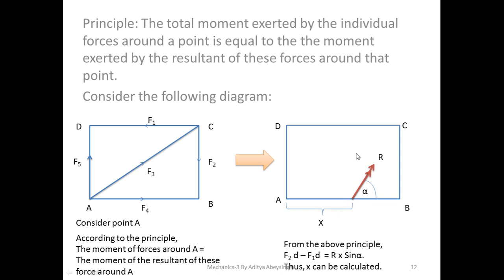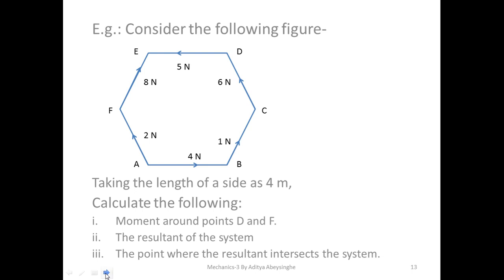So according to the principle, the left hand side is equal to the right hand side. If you know the value of alpha and R, you can calculate the value of x. So let's do a simple problem in which we have some effect like that. Assume that we have a regular hexagon of side length 4 meters. The forces as shown below, 4 newtons, 1 newton, 6 newton, 5 newton, 8 newton and 2 newton, act along the sides of the hexagon.